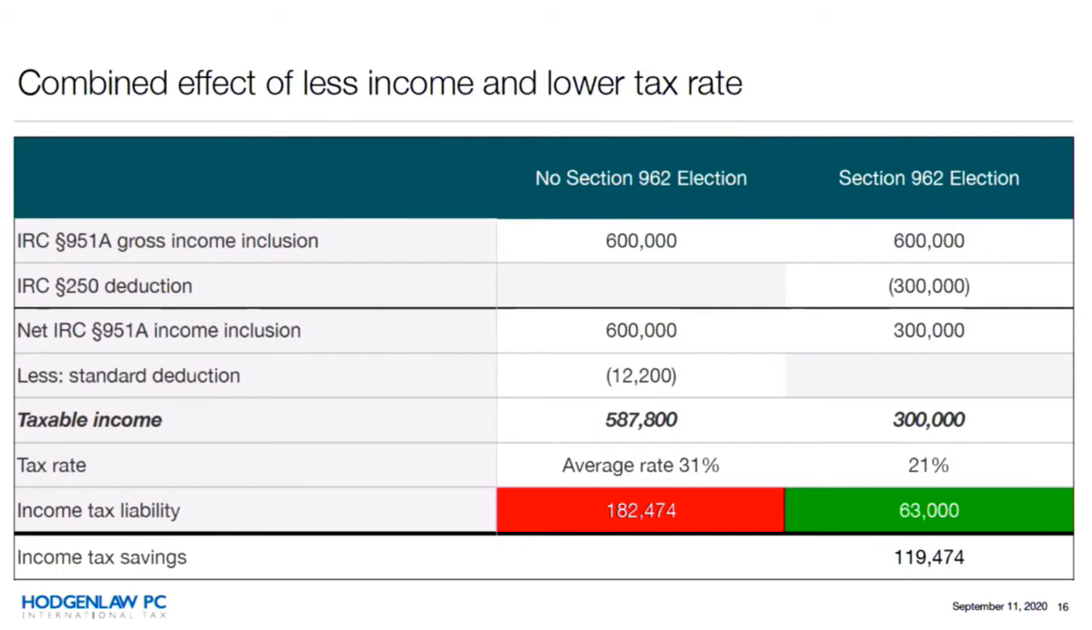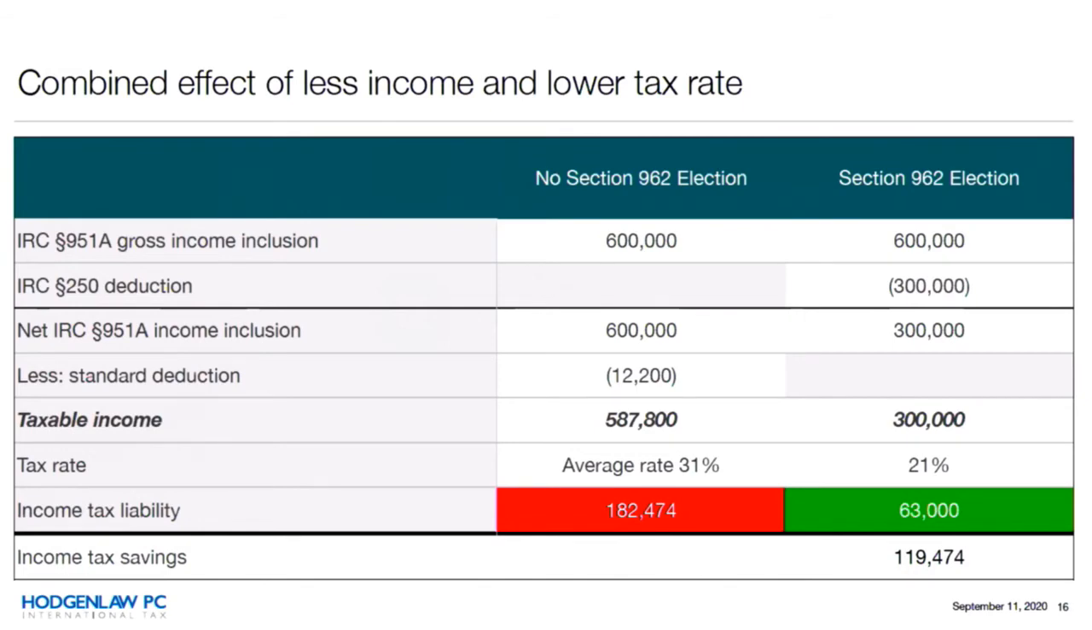Section 951(a) gross income inclusion, 600,000. That's our consistent assumption, which means that this is how much drops onto Form 1040. I'm going to arbitrarily assume the standard deduction for this person. So taxable income is 587,800. Average tax rate 31%. Trust me, I know because of the diagnostics page that Lacerte burped out. And the total tax liability, $182,474 without the Section 962 election.